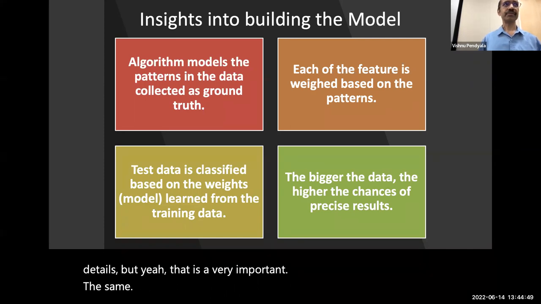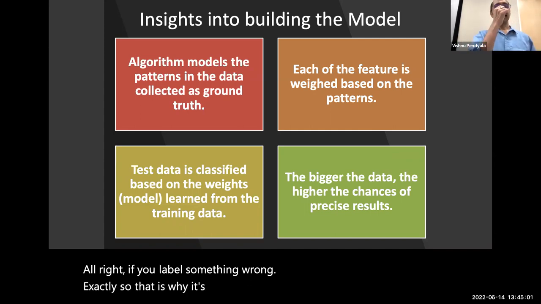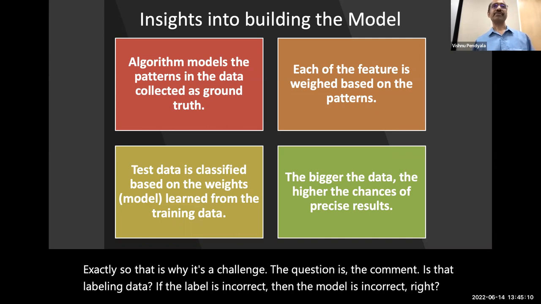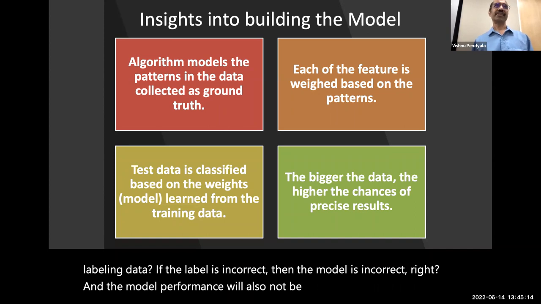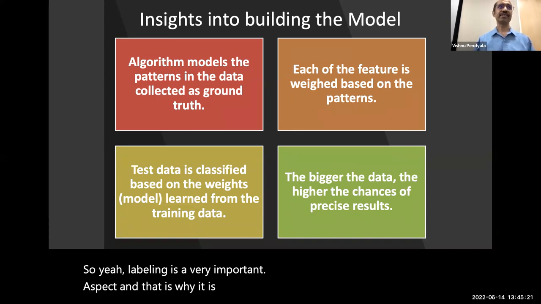Labeling the data is crucial, right? If you put something wrong, it's going to infer wrongly. Exactly. So that is why it's a challenge. The comment is that for labeling data, if the label is incorrect, then the model is incorrect, right? The model performance will also not be satisfactory. So yeah, labeling is a very important aspect, and that is why it is very expensive as well.